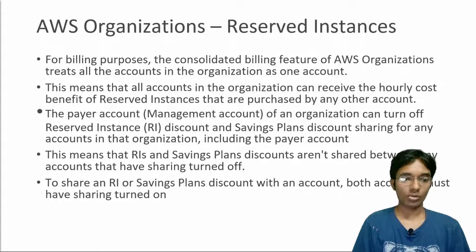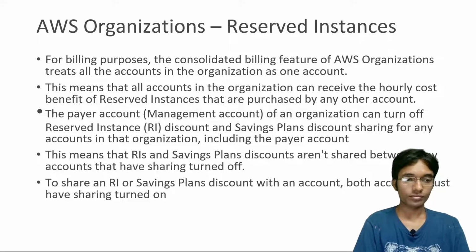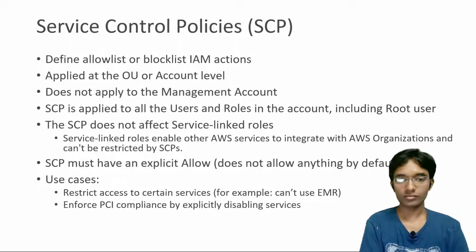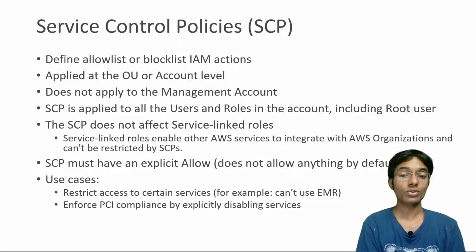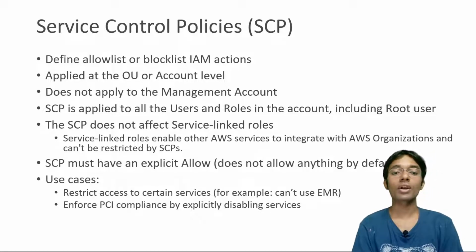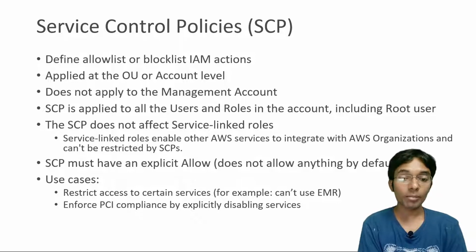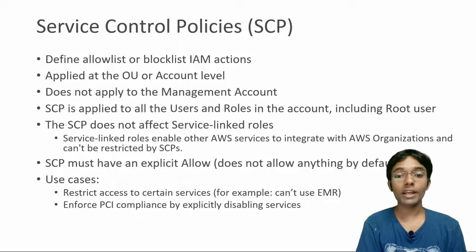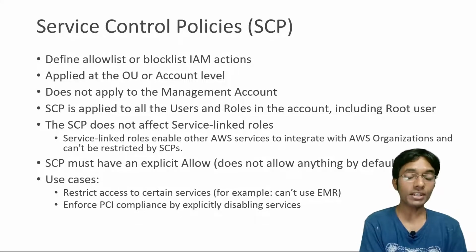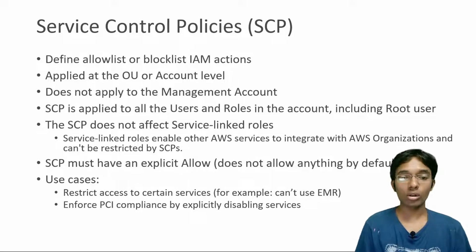Okay, so now let's have a look at the policies in AWS Organizations. We have the service control policies, or SCPs, and they help us to define an allow list or block list of specific IAM actions. They are applied either at the organizational unit level or the account level, and they do not apply at the management account level. Okay, so the SCP is directly applied to all the users and the roles within the account, including the root user, but the SCP does not affect any service-linked roles.